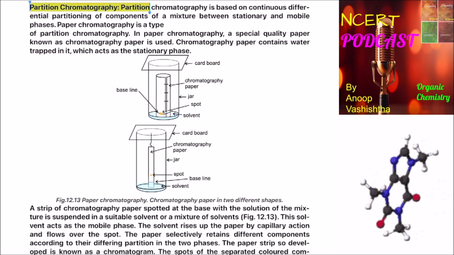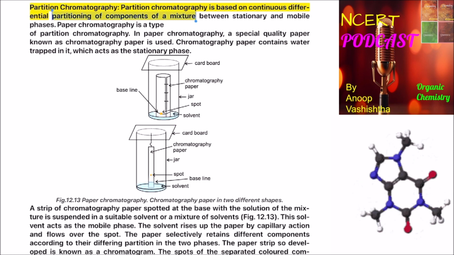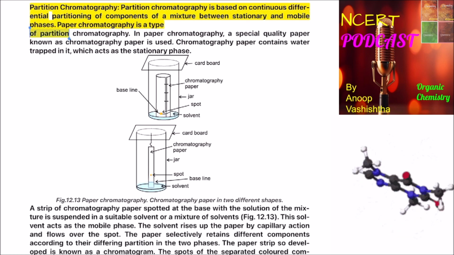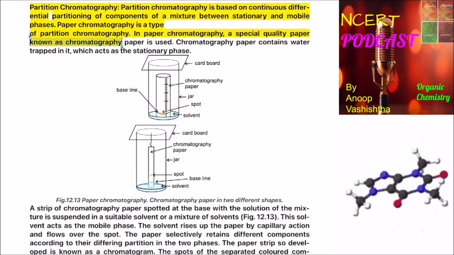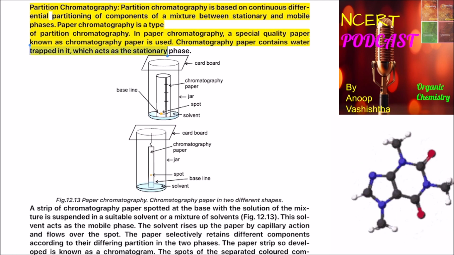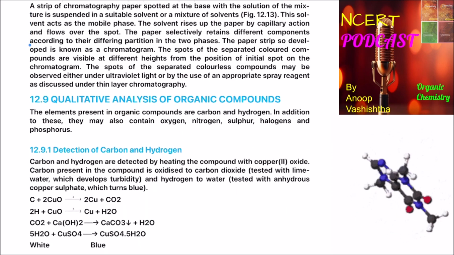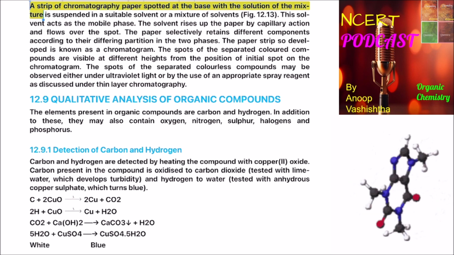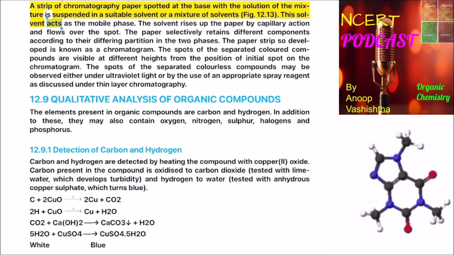Partition chromatography. Partition chromatography is based on continuous differential partitioning of components of a mixture between stationary and mobile phases. Paper chromatography is a type of partition chromatography. In paper chromatography, a special quality paper known as chromatography paper is used. Chromatography paper contains water trapped in it, which acts as the stationary phase. A strip of chromatography paper spotted at the base with the solution of the mixture is suspended in a suitable solvent or a mixture of solvents. This solvent acts as the mobile phase.